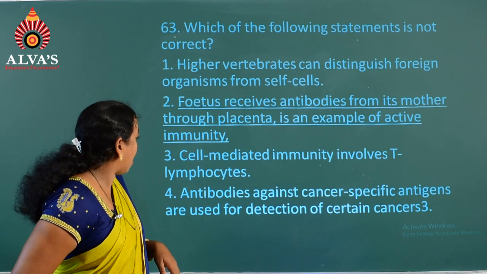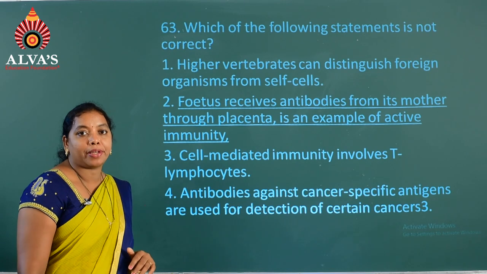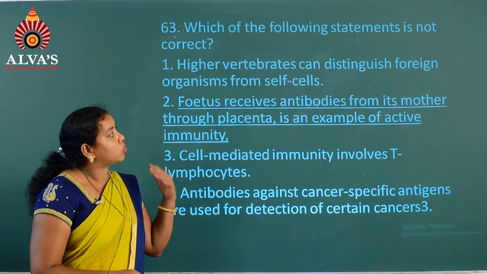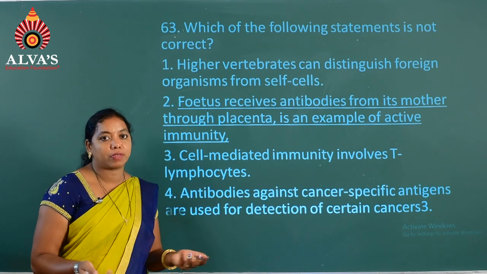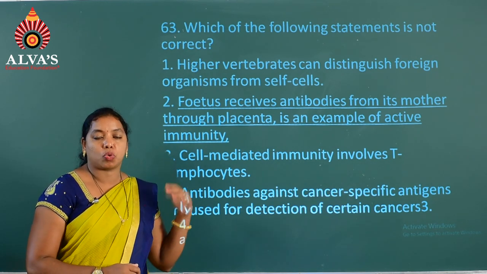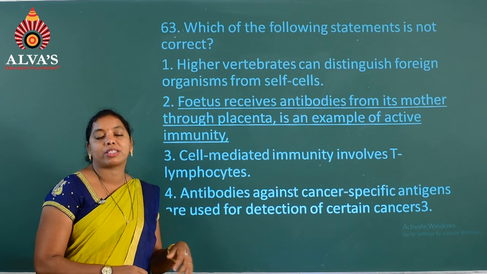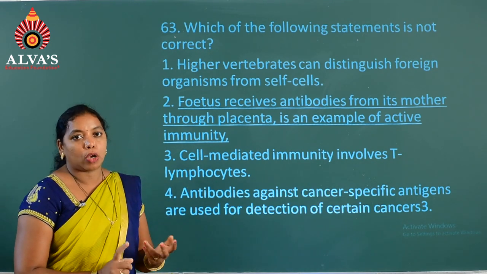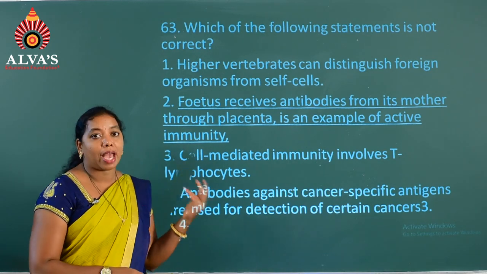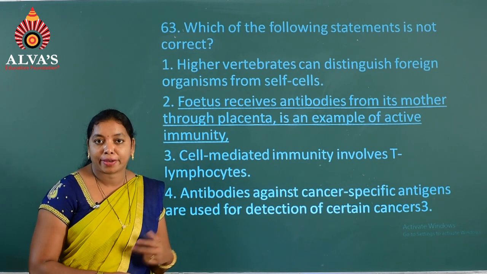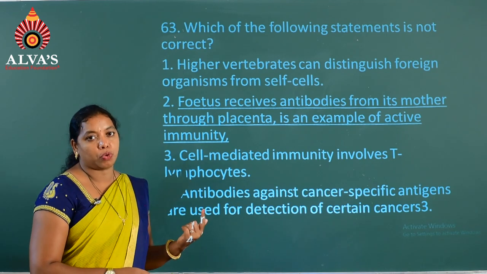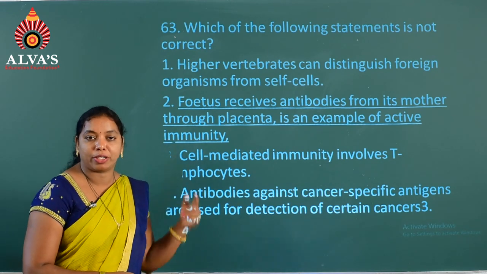Here the question was to identify the incorrect statement. The first one, higher vertebrates can distinguish foreign organisms from self cells. That is the property of higher organisms, self and non-self. That is regarding the immune system, it is true, hence the first one is right. Going to the second option, the fetus receives the antibody from the mother. It is not active immunity, it is a type of passive immunity. Through colostrum it obtains the antibody, that is why it is passive immunity, and why the statement is wrong.